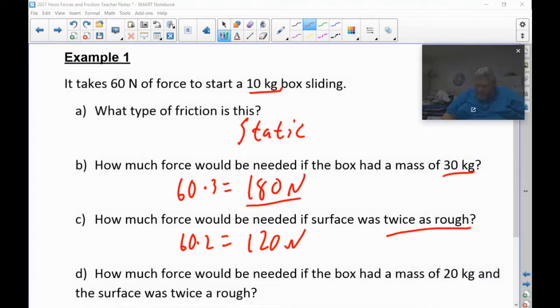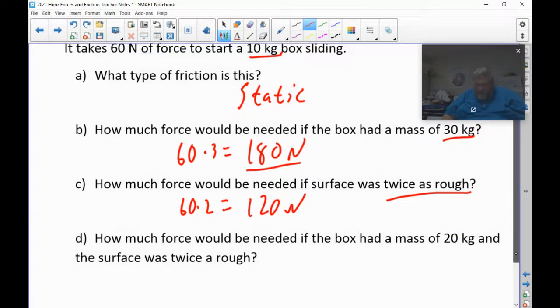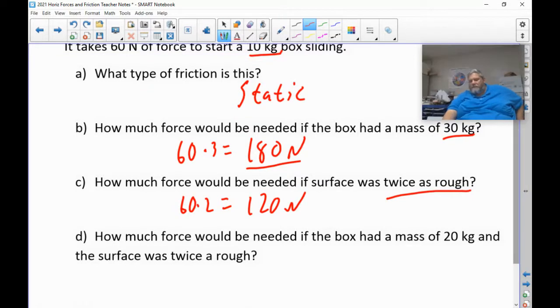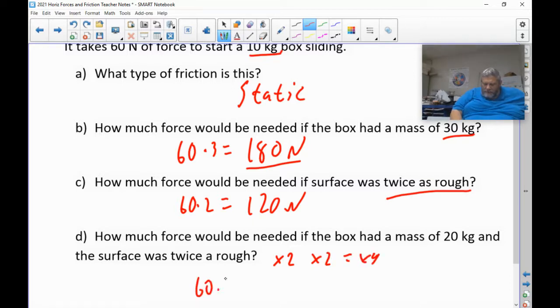Move my body here for a second. Move my head. How much force would be needed if the box had a mass of 20 kilograms and the surface was twice as rough? All right, well, 20 kilograms would be times 2. Twice as rough would also be times 2. So times 2 times 2 would be times 4. So it'll be 60 times 4, or 240 newtons.